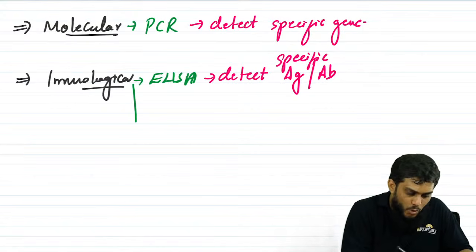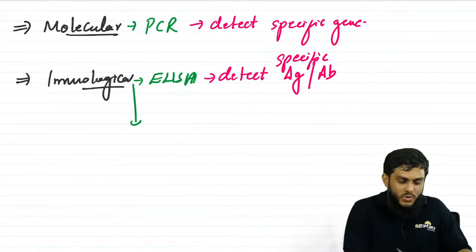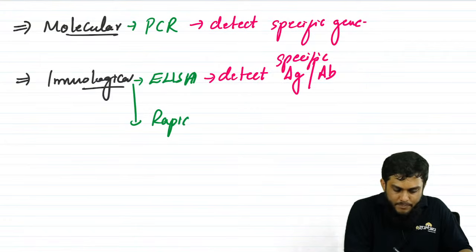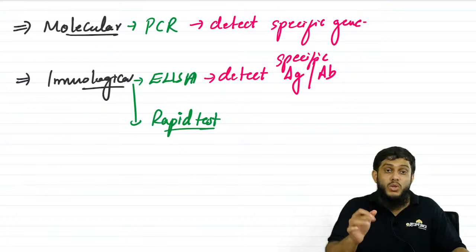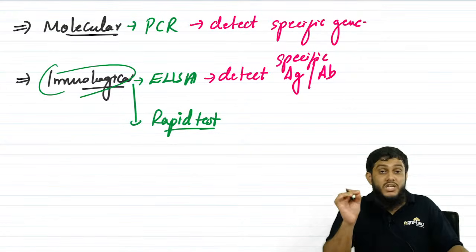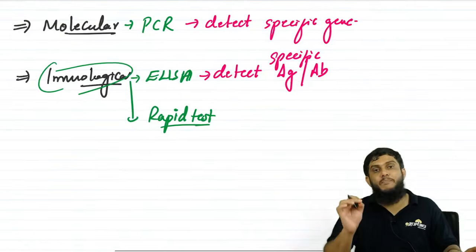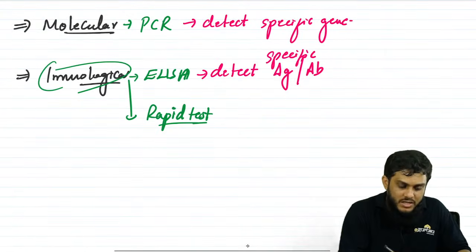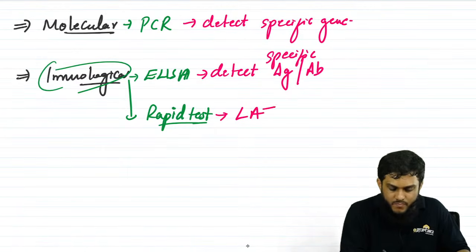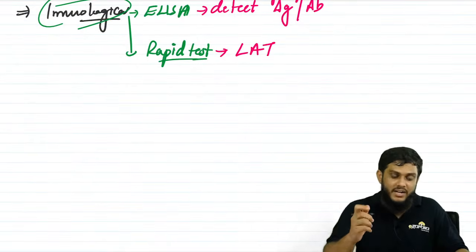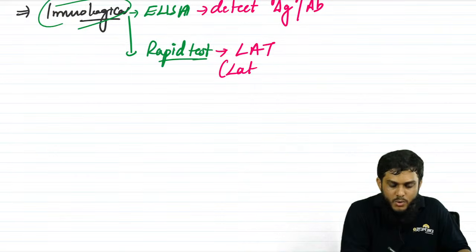Now one more important immunological test is known as the rapid test. Rapid test is not the name of a specific test. All those immunological tests which give the result within 30 minutes are known as rapid tests. And the very important test in the diagnosis of meningitis is LAT. What is LAT? Latex agglutination test.